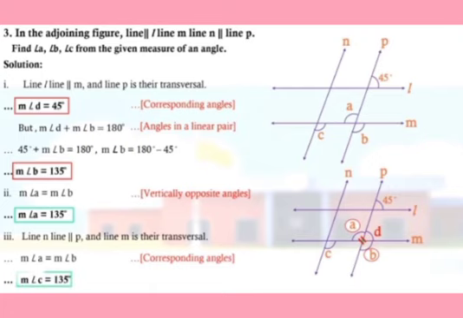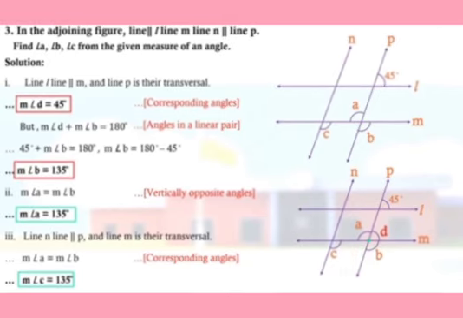Now here we can see measure of angle B is equal to measure of angle C. They are corresponding angles. Why? Because they are on the same side, same direction. So if B is equal to 135, similarly angle C is equal to 135. See, they both are obtuse angles. B is equal to 135, so measure of angle C is equal to 135.